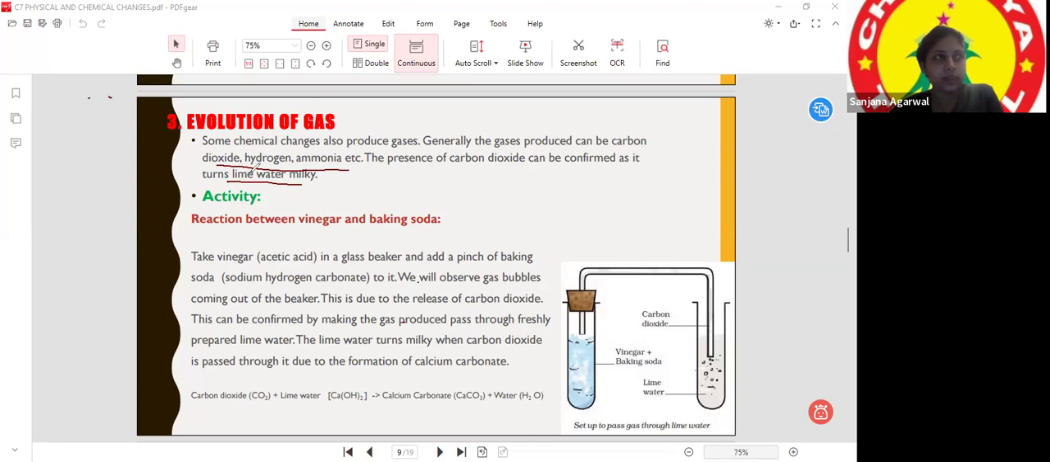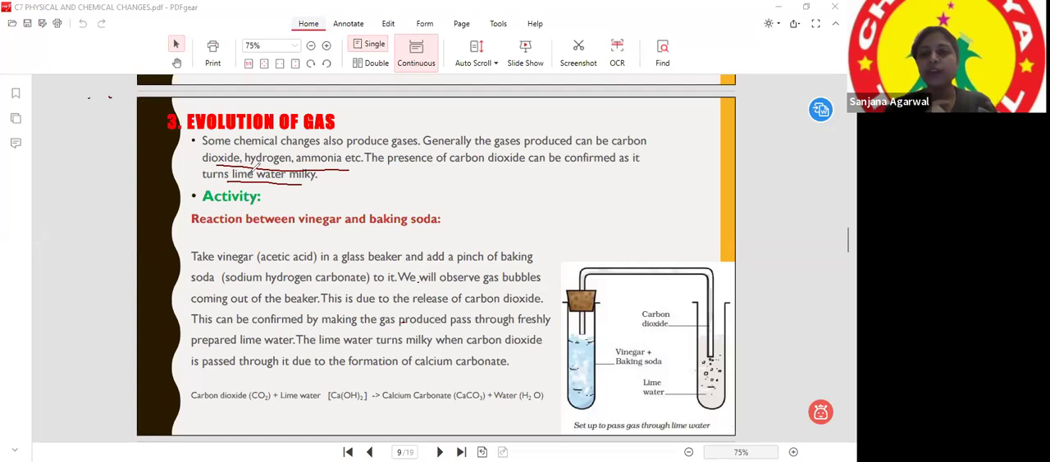We have methods to check whether the gas released from any chemical reaction is carbon dioxide or hydrogen. For these two, I have the ways. For carbon dioxide, whatever gas is released from the reaction, if we allow it to pass through lime water, the lime water will start turning milky. So it confirms that carbon dioxide is the gas present here.